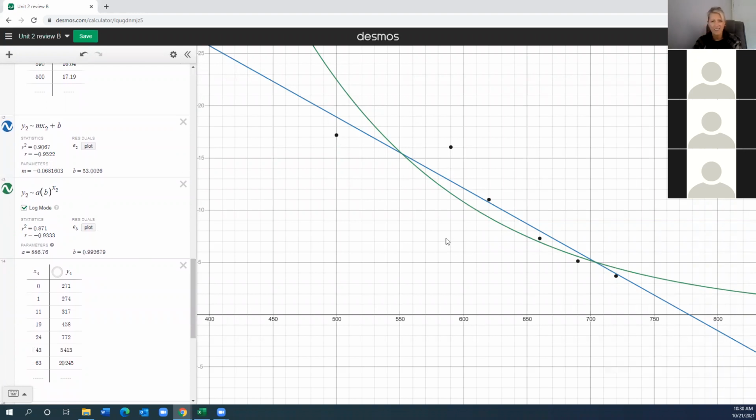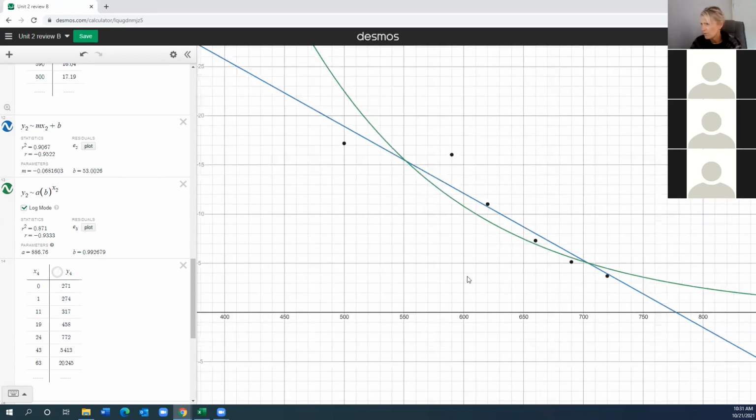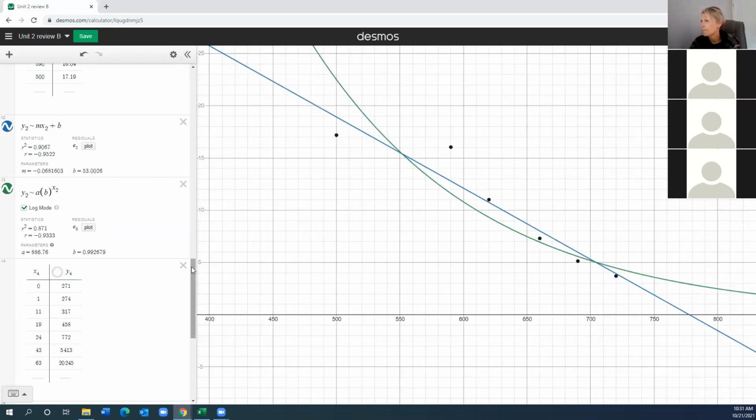And our data looks kind of funky. I don't think it looks like either. It's not perfect. But we're going to look at our R. They're both negative. So we're looking for the one that is closer to -1, which would be the linear in this case. Okay. So that's the one I'm choosing for this one, the linear, this one right up here. I'm going to turn off my exponential so we can just see that.